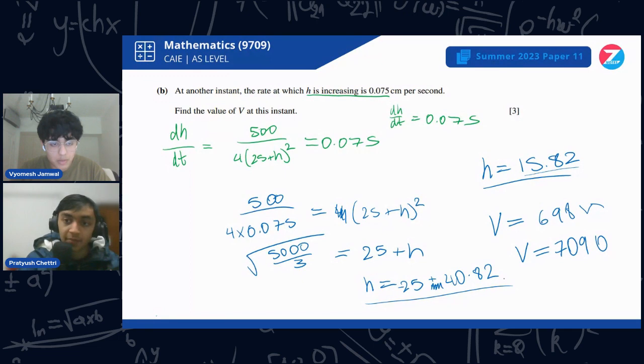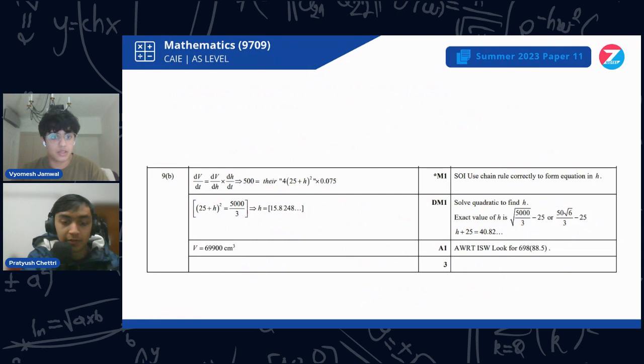I got 69888.5. If we round that to three significant figures, it's going to be 69900. Oh, right. What am I doing? Yeah. What we got was just 69888. But when we round it off to three significant figures, we get 69900. As you can see there. Two points for solving for h, one for getting the volume.